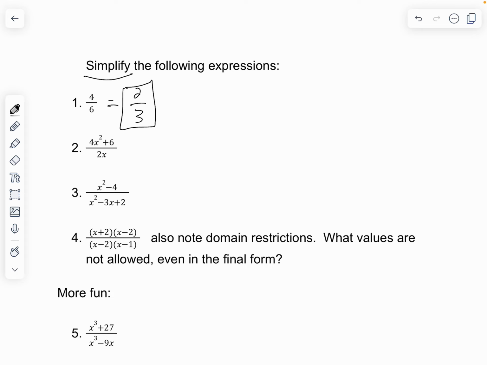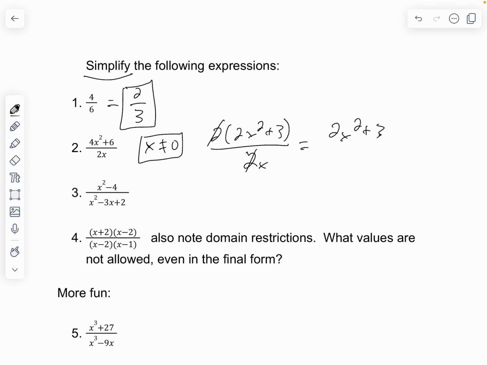The next one, I'm going to do a little factoring here. So first of all, I'm going to do a domain restriction. I know x can't be 0. X can't be 0. Right? That's our domain restriction there because if it was, then the bottom would be 0. But I'm going to factor this. I'm going to factor a 2 out of the top. We're left with 2x squared plus 3. And we got 2x on the bottom. So that 2 cancels. And we have 2x squared plus 3 over x. And that's the best we can do.